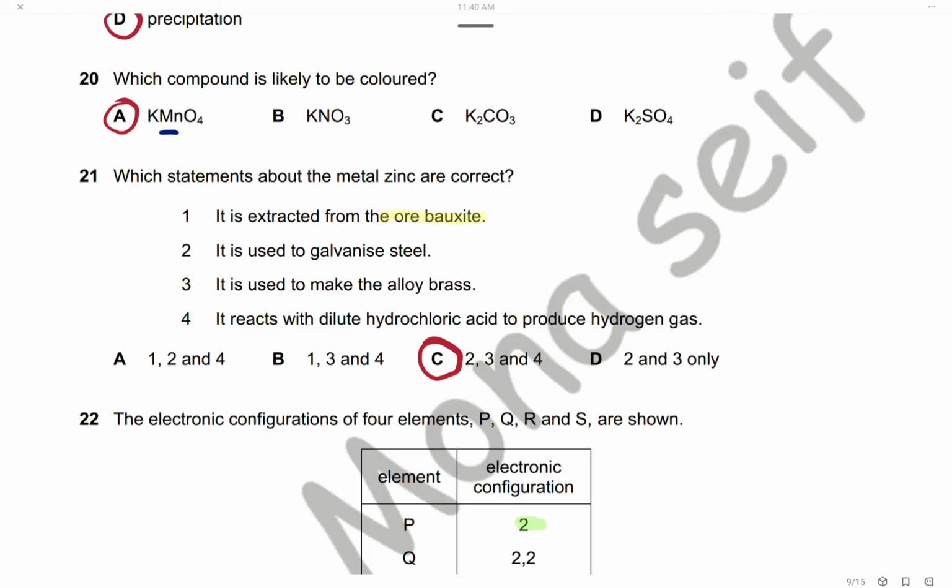Which statements about the metal zinc are correct? It is extracted from the ore bauxite. This is wrong. Bauxite is the ore of aluminium. It is used to galvanize steel. This is correct. Zinc is used to galvanize steel to prevent rusting. It is used to make the alloy brass. Brass is an alloy of copper and zinc, so this is also correct. It reacts with dilute hydrochloric acid to produce hydrogen gas. This is, of course, correct. So we have 2, 3, and 4 as correct statements. That means the answer is C.